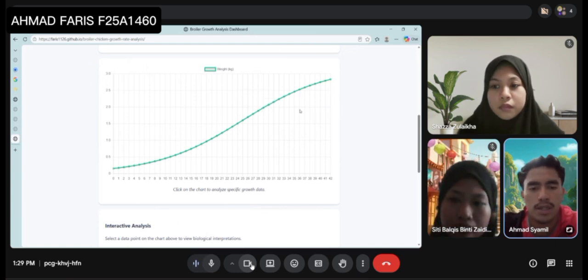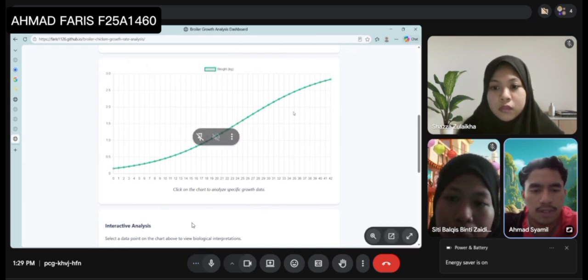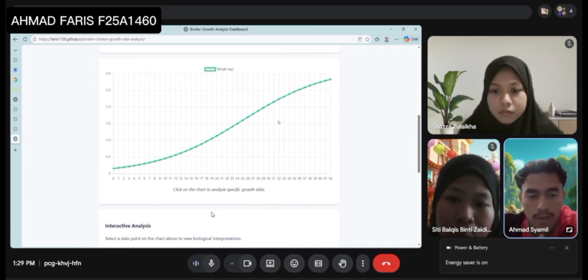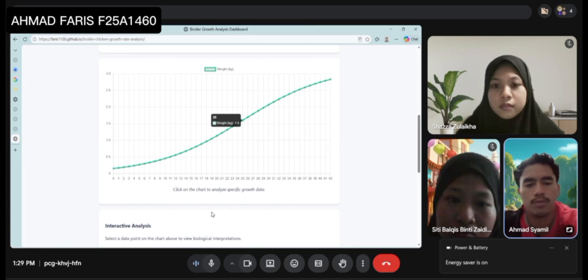So based on the analysis shown in the graph, peak growth occurs around day 15. The maximum growth rate is approximately 96 grams per day. This means that day 25 is the most critical stage for broiler development because the chickens are converting feed into body mass at the highest rate.